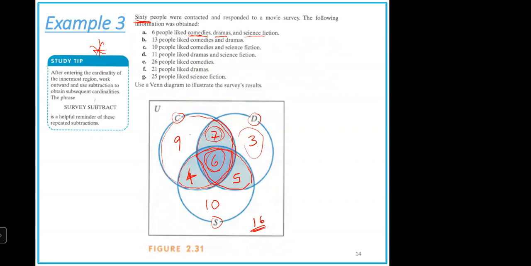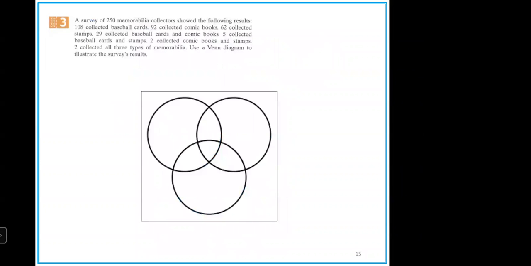Okay, so let's try one. So we have checkpoint 3 here. And it says that a survey of 250 memorabilia collectors showed the following results: 108 collected baseball cards, 92 collected comic books, 62 collected stamps. And then they list the different subsections. They want you to fill in the Venn diagram to show the results. So I'll give you a couple minutes to work that. Then I'll call on you to tell me what you get.